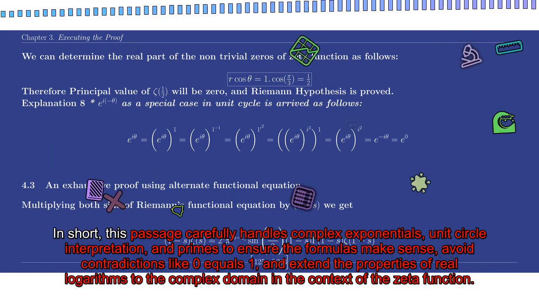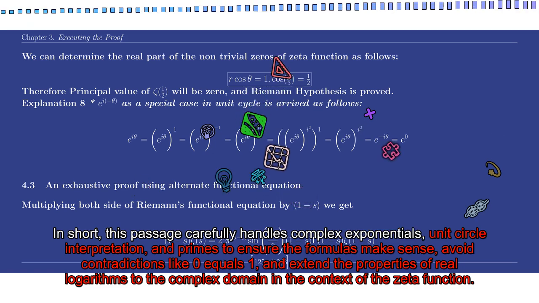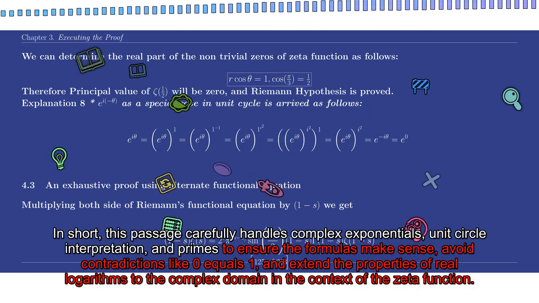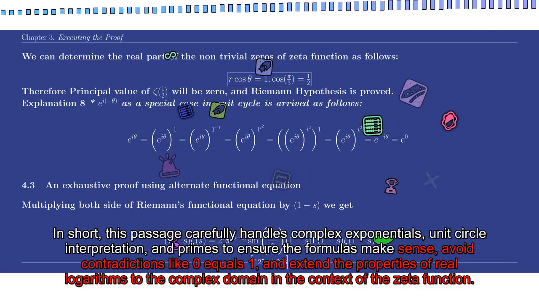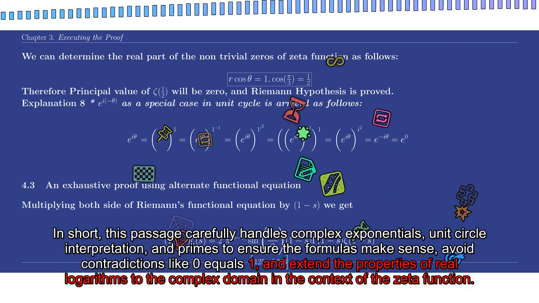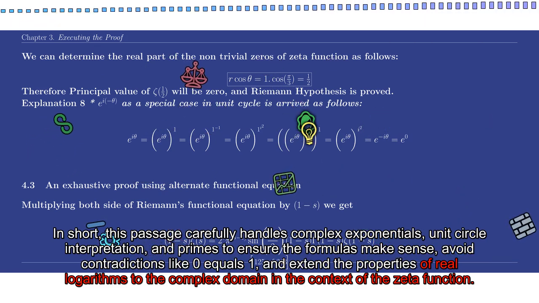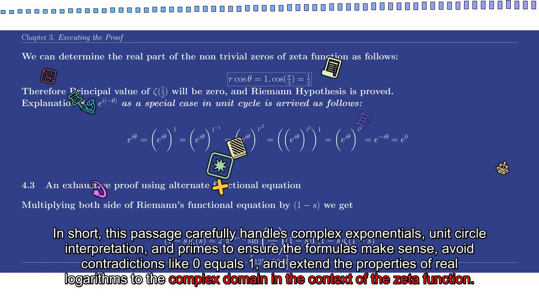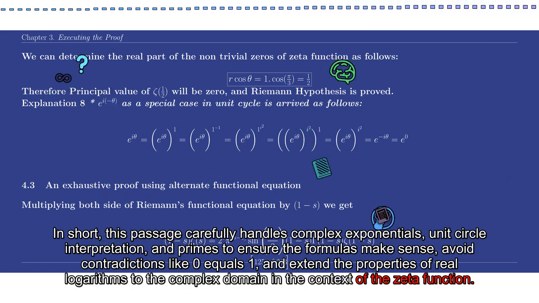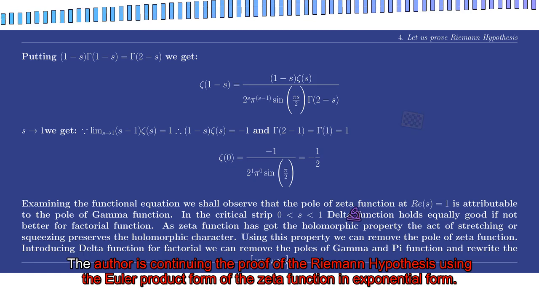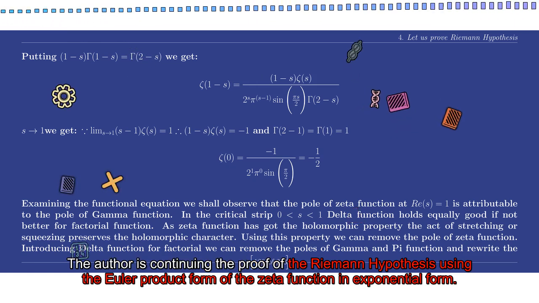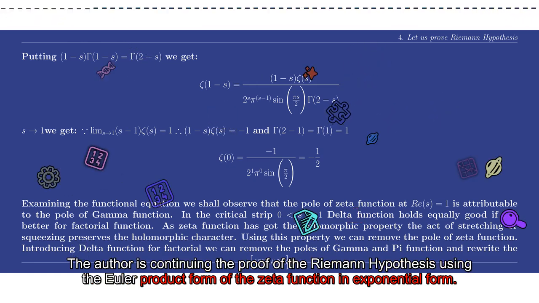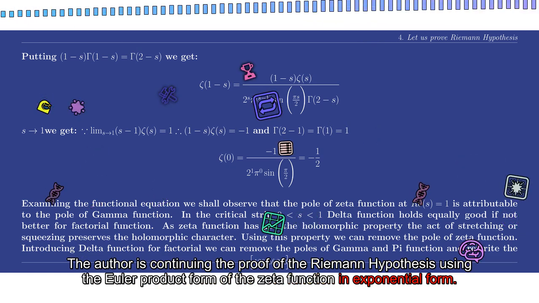In short, this passage carefully handles complex exponentials, unit circle interpretation, and primes to ensure the formulas make sense, avoid contradictions like 0 equals 1, and extend the properties of real logarithms to the complex domain in the context of the zeta function. The author is continuing the proof of the Riemann hypothesis using the Euler product form of the zeta function in exponential form.